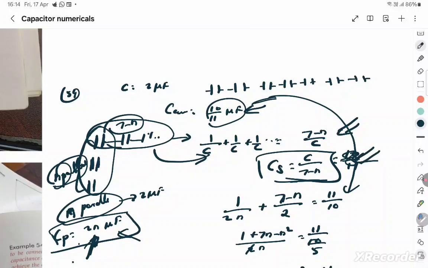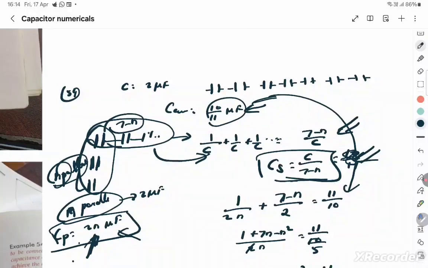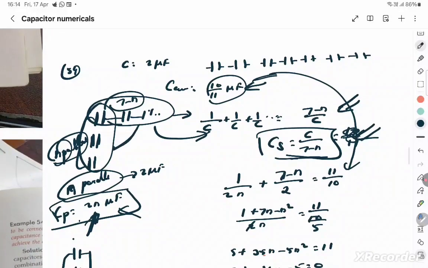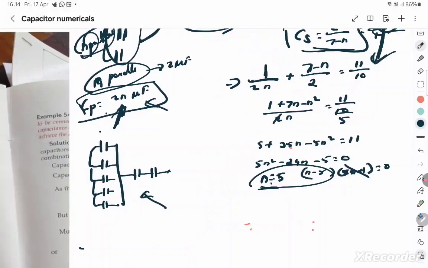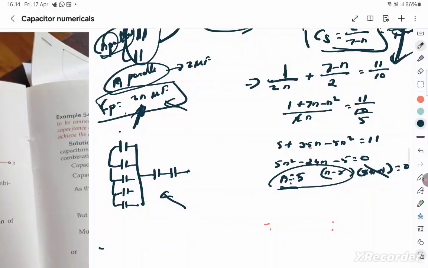This is C equivalent in series, and both of them together are in series, so you just write it like this, and take the reciprocal of the 10 by 11 because these are reciprocals, and then cross multiply, get a quadratic equation, and you get n, the number to be connected in parallel. So n is equal to 5 are connected in parallel and 2 are connected in series. You get an answer like this. So let's go to the next question.